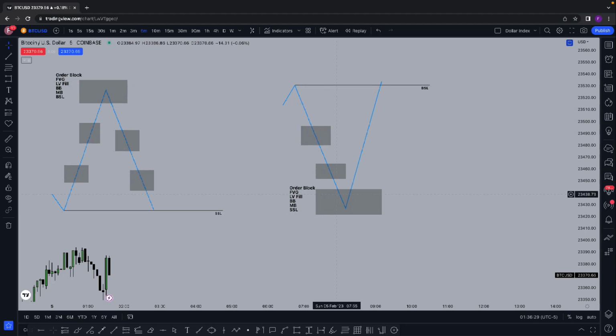So after the manipulation, we're looking for the reversal. And that's the market maker models. All right. You are entering inside of the creation of a new range. That is a market maker model. Okay. That is a market maker model. Now I'll give you a tip after this.